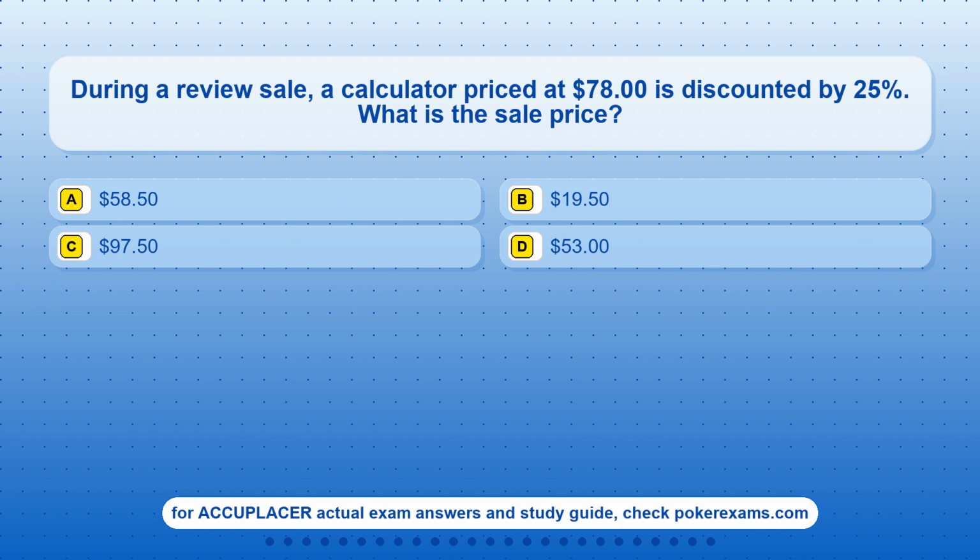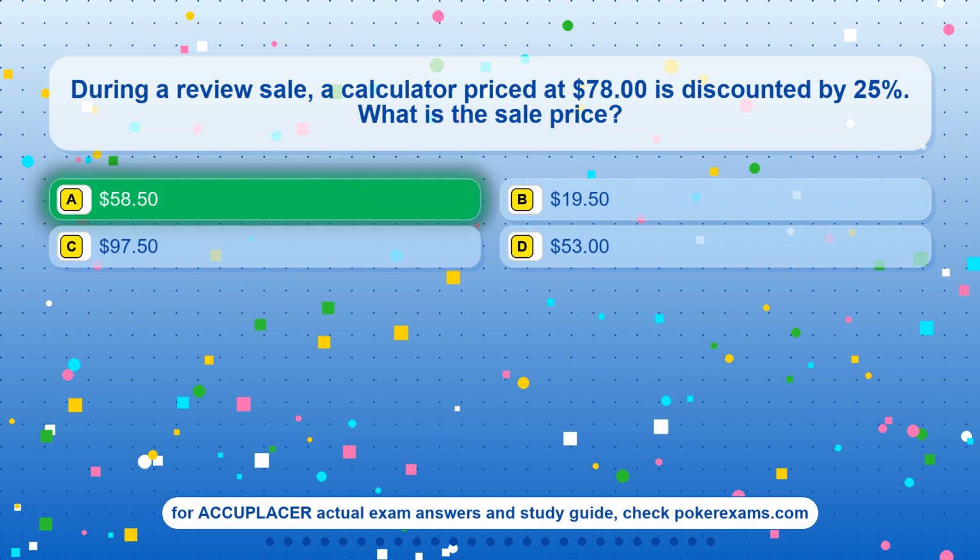Question 17. During a review sale, a calculator priced at $78 is discounted by 25%. What is the sale price? Option A, $58.50. Option B, $19.50. Option C, $97.50. Option D, $53.